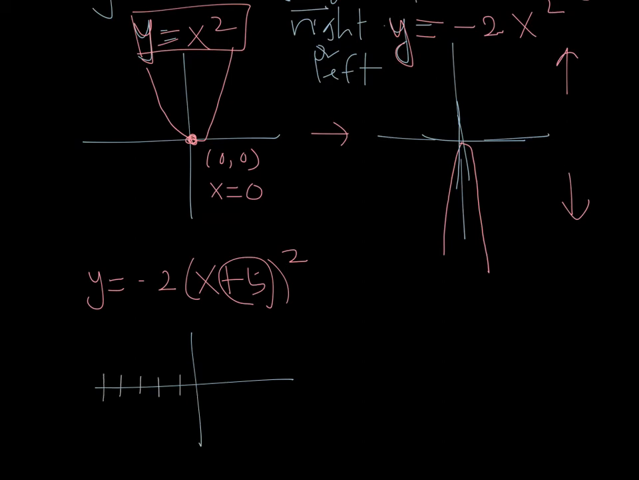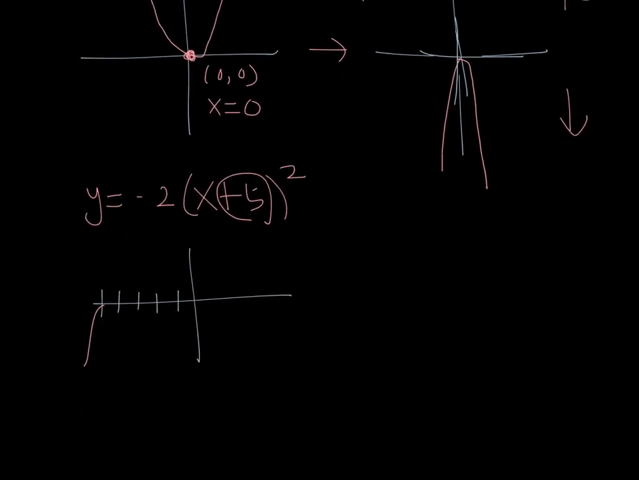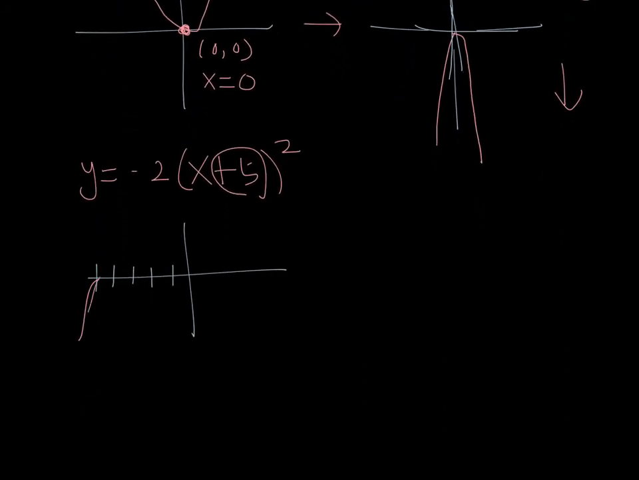1, 2, 3, 4, 5. So now we still have the skinny graph going this way. Oh, I'm going to have to scroll up a little bit more, okay? So we still have the skinny graph, okay, pointing upside down, but now we move to the left by 5. Okay, so now where's my vertex? Look at this vertex. Where's my vertex? Oh, it's at negative 5, 0. What is the equation for the axis of symmetry? It's going to be x equals negative 5.